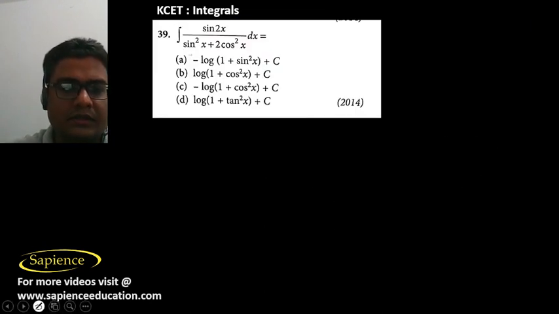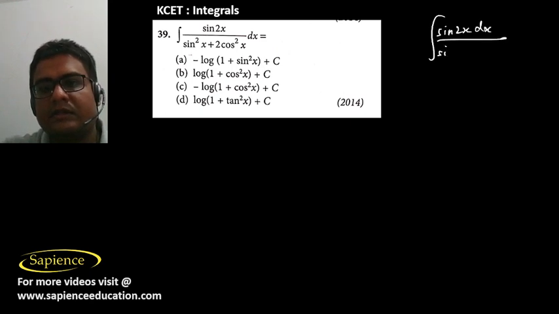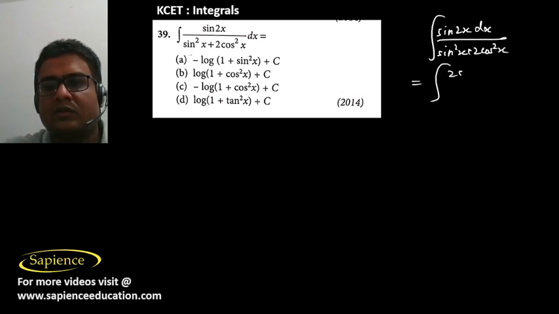Question number 39. Solve. The integral of sin 2x dx divided by (sin square x plus 2 cos square x), that is equal to the integral of 2 sin x cos x.